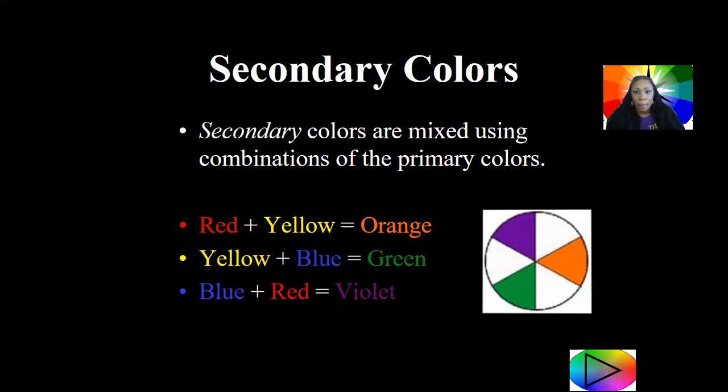Secondary colors are mixed using a combination of the primary colors: red plus yellow equals orange, yellow plus blue equals green, and blue plus red equals violet. So that's what you use to create these particular colors, secondary colors. Secondary colors are what you see there, okay?